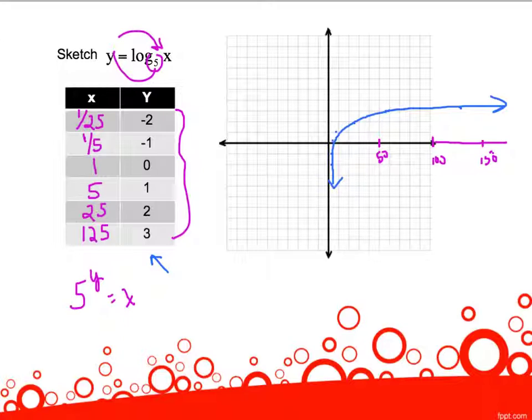So keep in mind that because this is the exact opposite of y equals 5 to the x, which is exponential, our graph should start steep and then flatten out as it goes out.